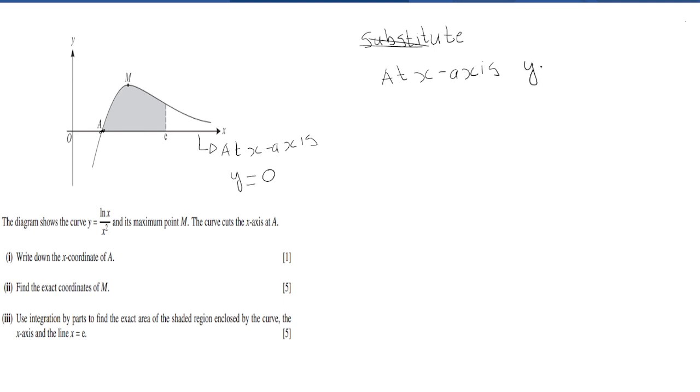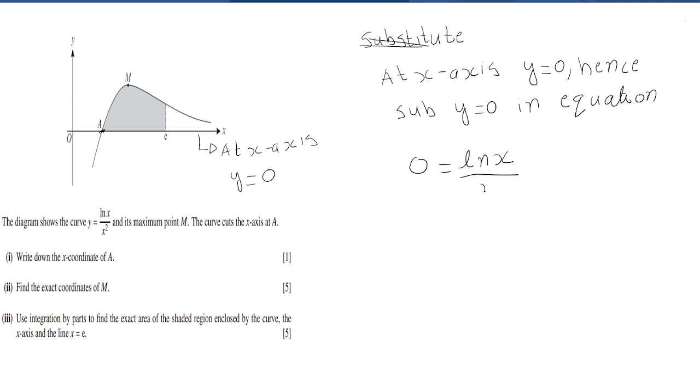At the x-axis y is equal to 0, hence substitute y is equal to 0 in the equation. So it's going to be 0 is equal to ln x over x square. If I take this x square over here and multiply it by 0, anything multiplied by 0 is 0. So we are going to get ln x is equal to 0.